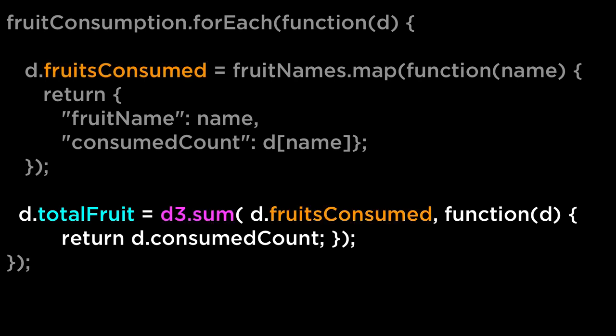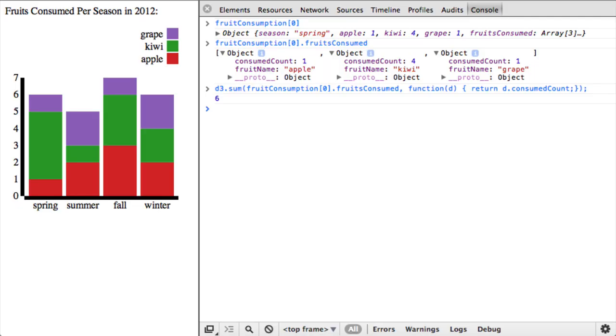While in the array forEach iteration method, the code uses d3.sum on the newly created key-value pair of fruits consumed. Using the accessor function we define, which gets and returns the consumed count, the d3.sum method returns the sum of the given array of consumed counts for each season. This sum will be the sum of all the fruits. We shall see this shortly when we build the chart in the JavaScript console. For now, let's look at how this works.